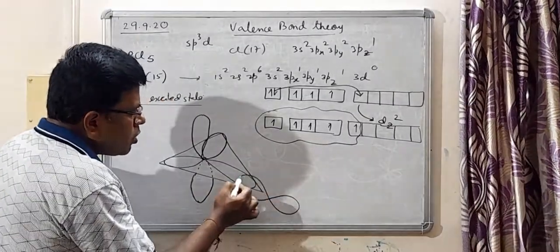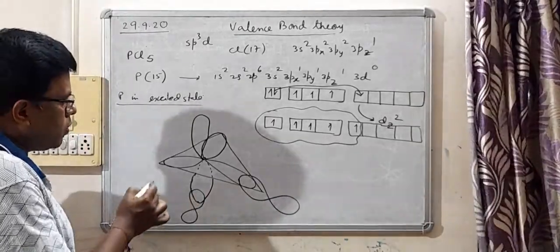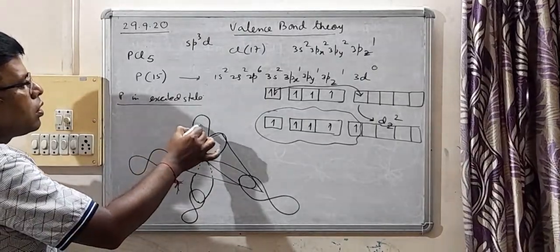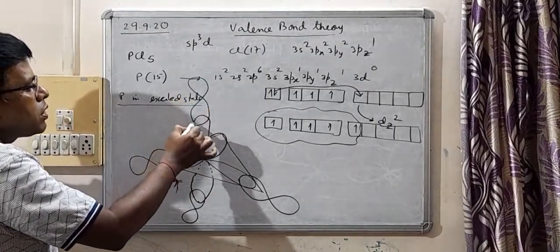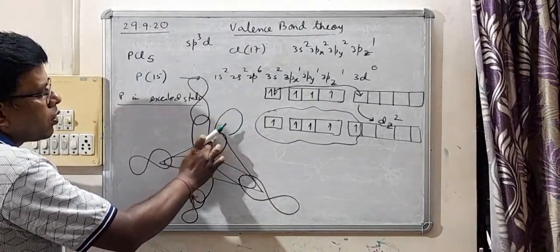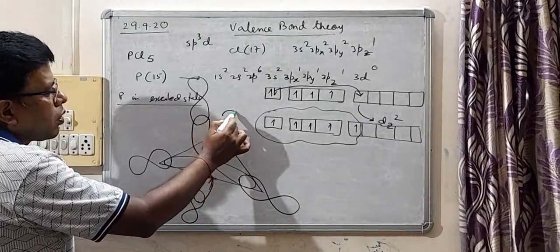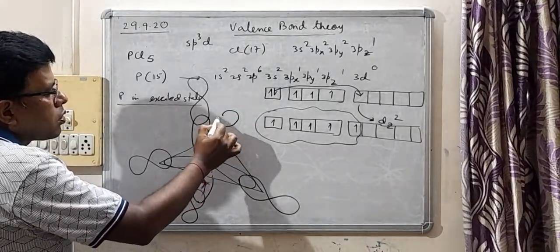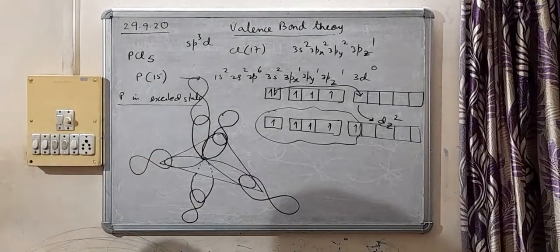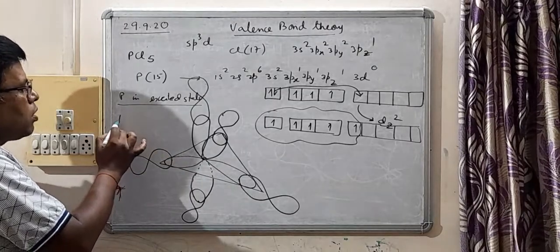This is 3pz of chlorine. So the PCl5 molecule is formed, and its shape will be trigonal bipyramidal.